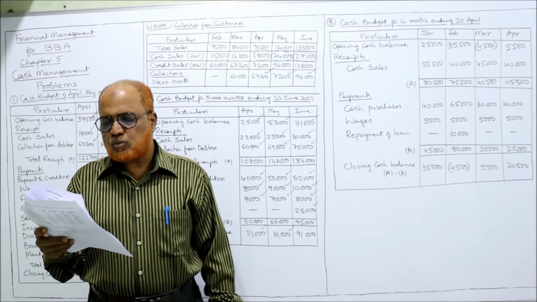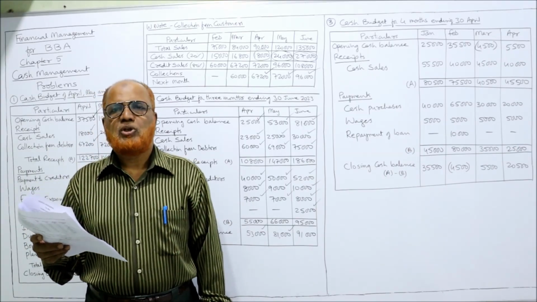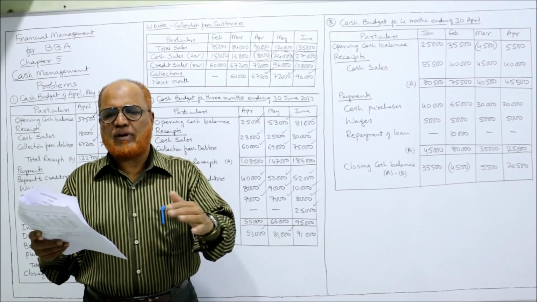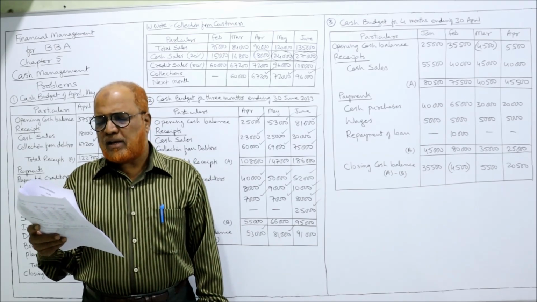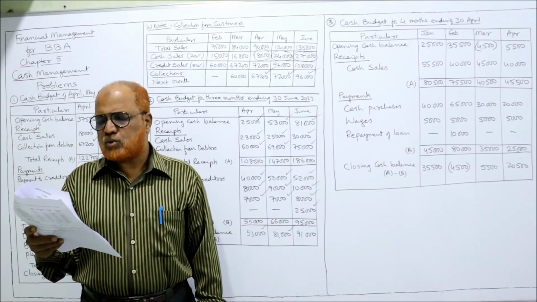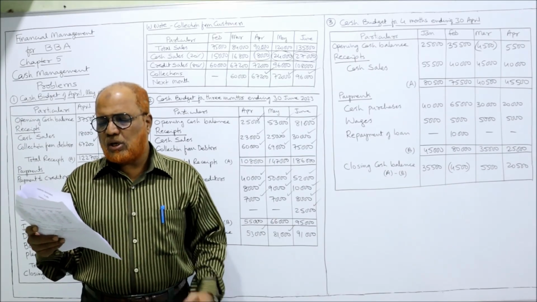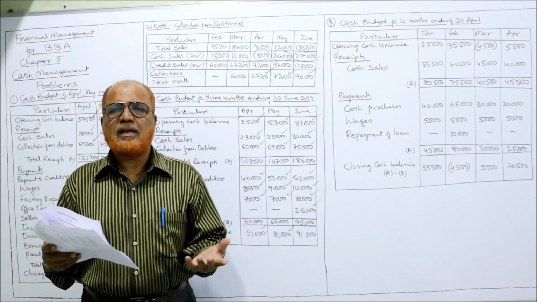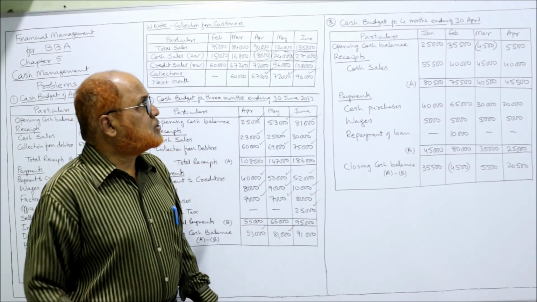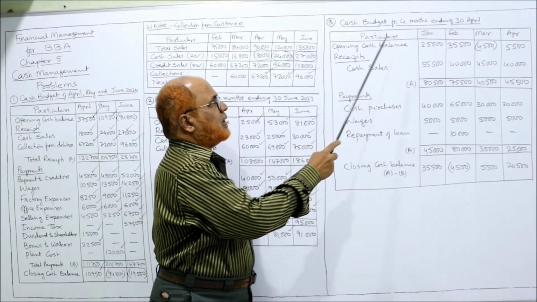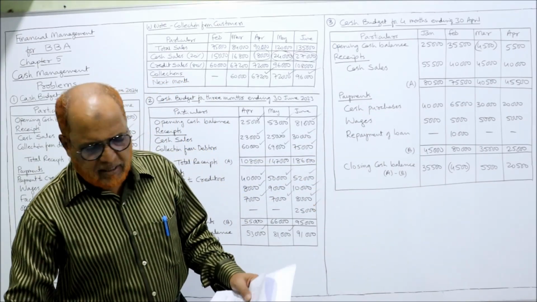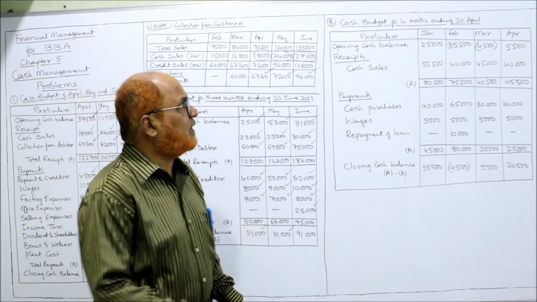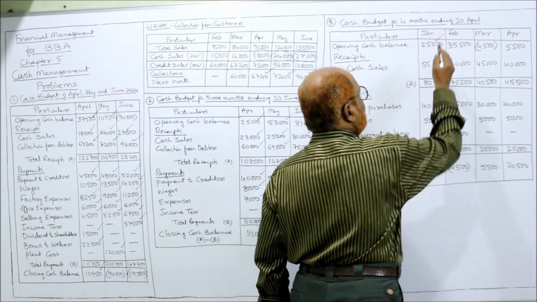Additional information, wages to be paid every month 5,000. So only one wages item is there, every month 5,000 we will take. Opening cash balance on 1st January is 25,000. 10,000 loan is expected to be repaid in the month of February. That's it. Very small problem. So here January, February, March, April, opening cash balance. Opening cash balance is given in the problem as 25,000. So I have taken 25,000.